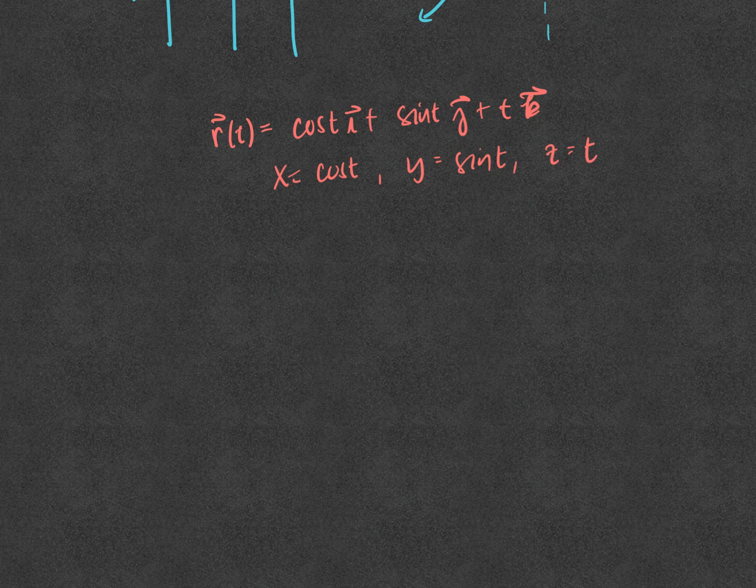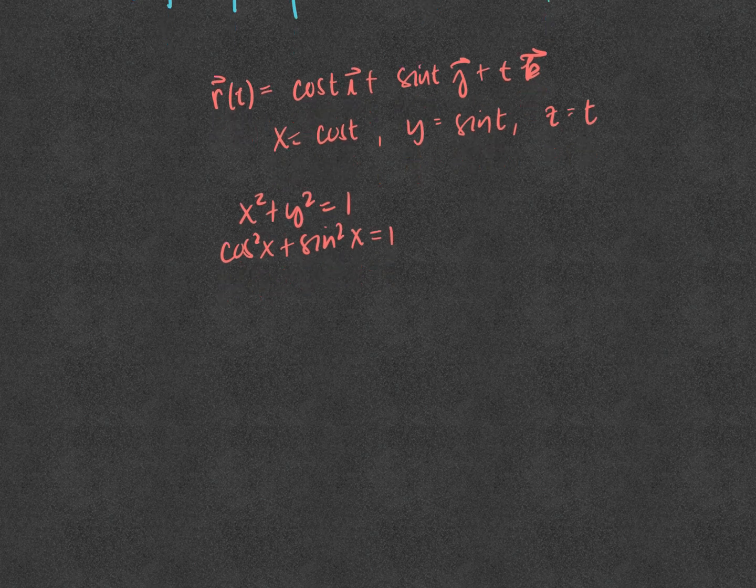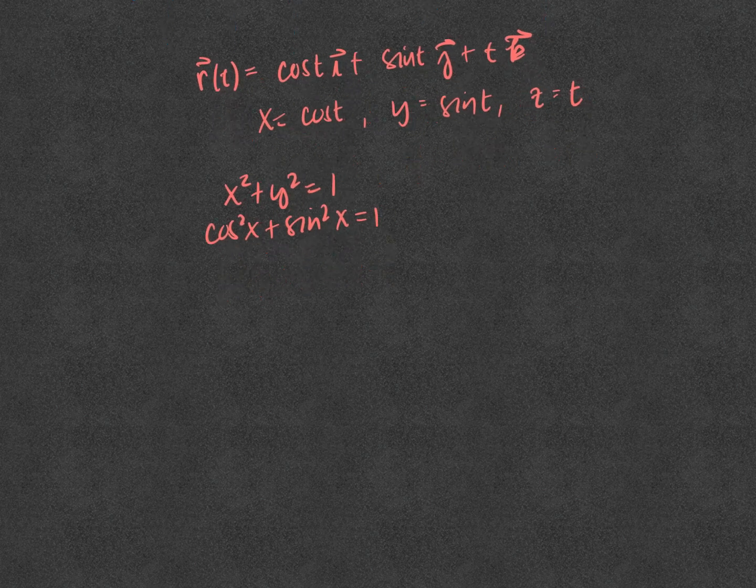So remember that x squared plus y squared equals 1, and cosine squared t plus sine squared t equals 1. And that gives us a cylinder, and the cylinder lies around the z-axis. So I'm going to pencil this in.